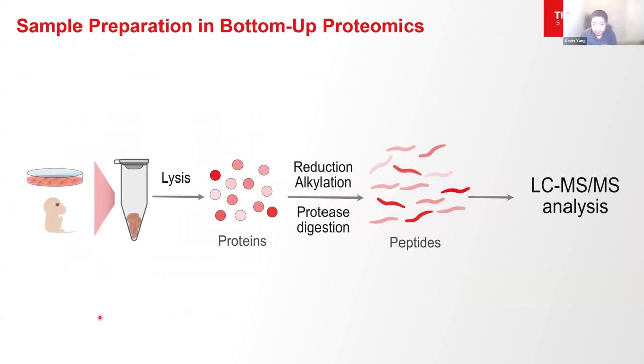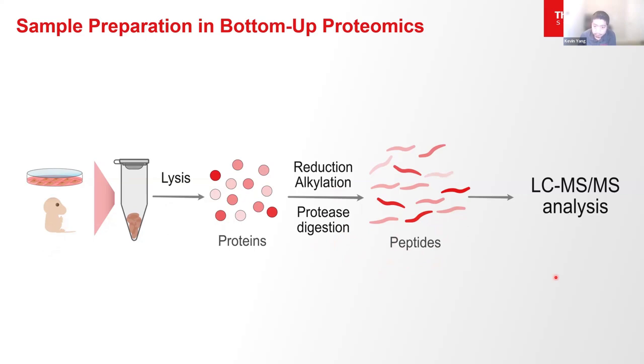For bottom-up proteomics, you have samples from cell lines, tissue, any source, right? You extract the protein out: lyse the cells, extract protein, and then you'll probably do reduction and alkylation to break the disulfide bonds. After that, you conduct protease digestion, where trypsin is the most commonly used. Then you'll have the peptides that can be subjected to the mass spec for LC tandem mass spec analysis.